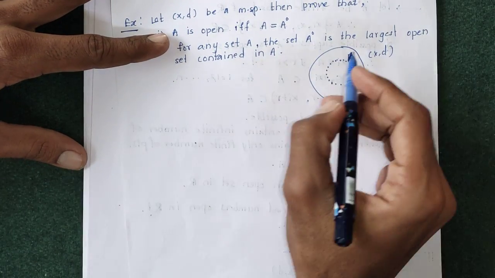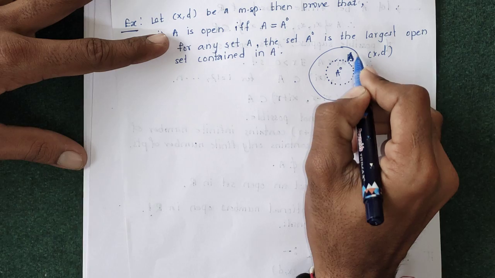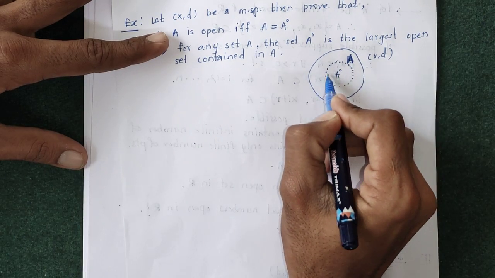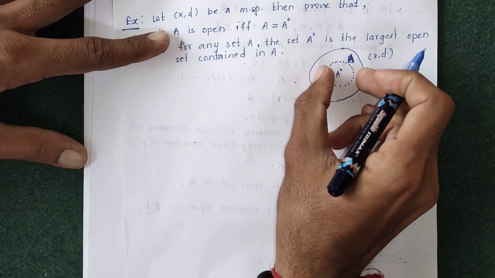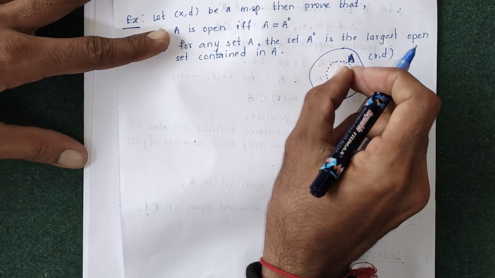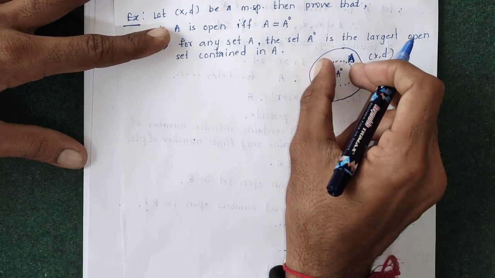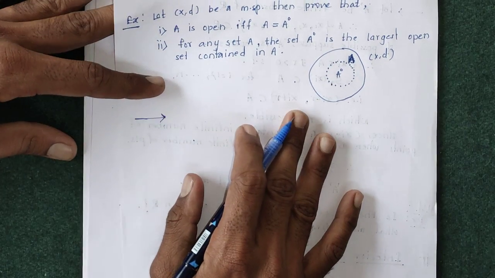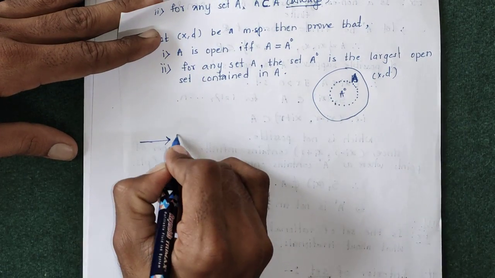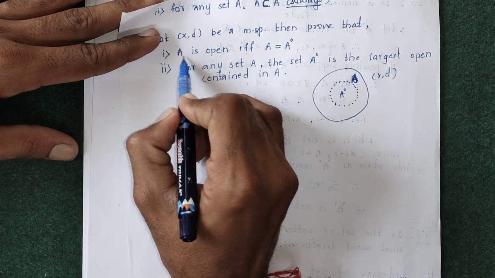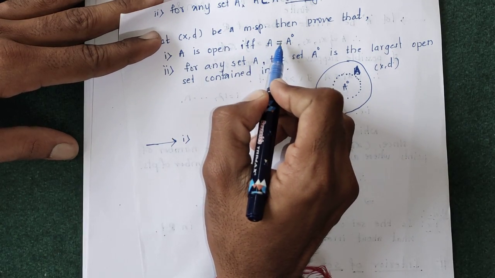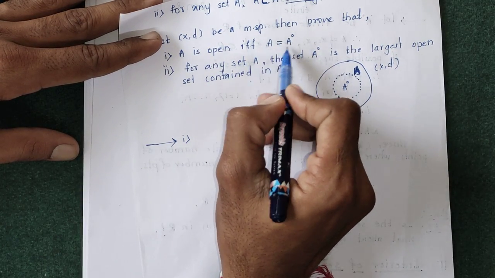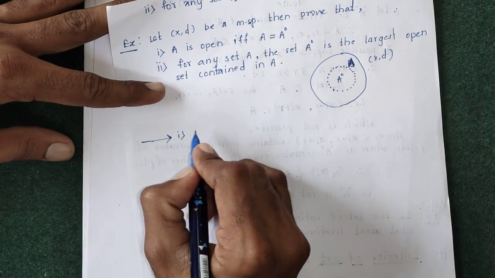Now to prove these results, this is the interior of A, this set is A. Interior means all the interior points, just subtracting the boundary points from this set A, the remaining set is our interior of A. Now the solution. To prove the first if and only if condition, first of all we will suppose A is open, then we will prove A equals the interior of A. In the converse part we will suppose this and prove this. Now suppose A is an open set.